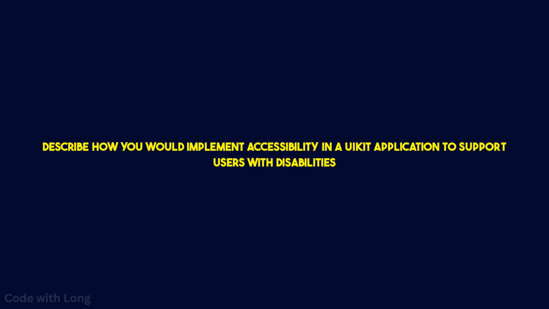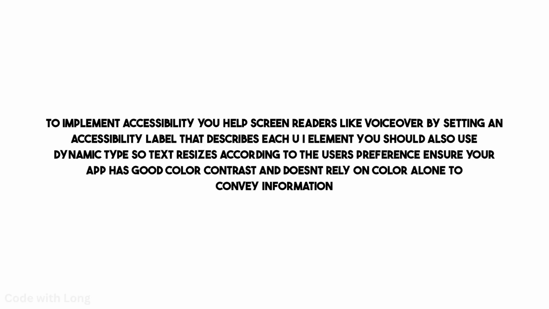Describe how you would implement accessibility in a UIKit application to support users with disabilities. To implement accessibility, you help screen readers like VoiceOver by setting an accessibility label that describes each UI element. You should also use dynamic type so text resizes according to the user's preference. Ensure your app has good color contrast and doesn't rely on color alone to convey information.